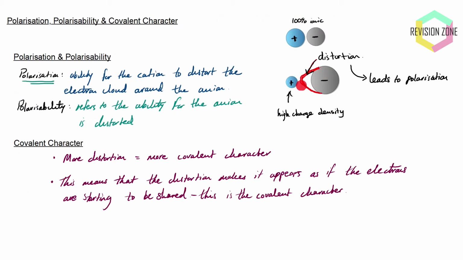So we get this distortion, and we can also talk about, actually it's worth mentioning here, this electron cloud or electron density filling this space between the two ions as it's being attracted by this positive ion. Now, in order to get a better idea of what kind of factors affect this level of distortion or the level of polarization, and therefore the amount of covalent character.